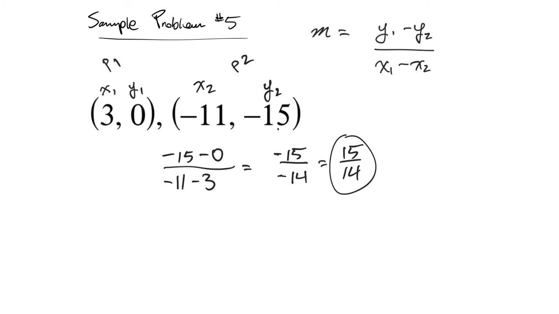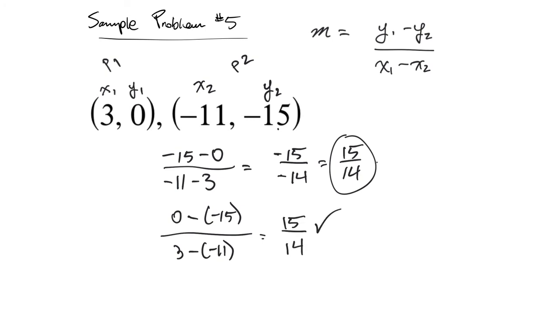Let's try it the other way. Let's do 0 minus -15 over 3 minus -11. That's going to be positive 15 over positive 14. That checks out. Oops, sorry, I meant to say slope. There you go. That's the slope of the line that passes through these 2 points, okay?